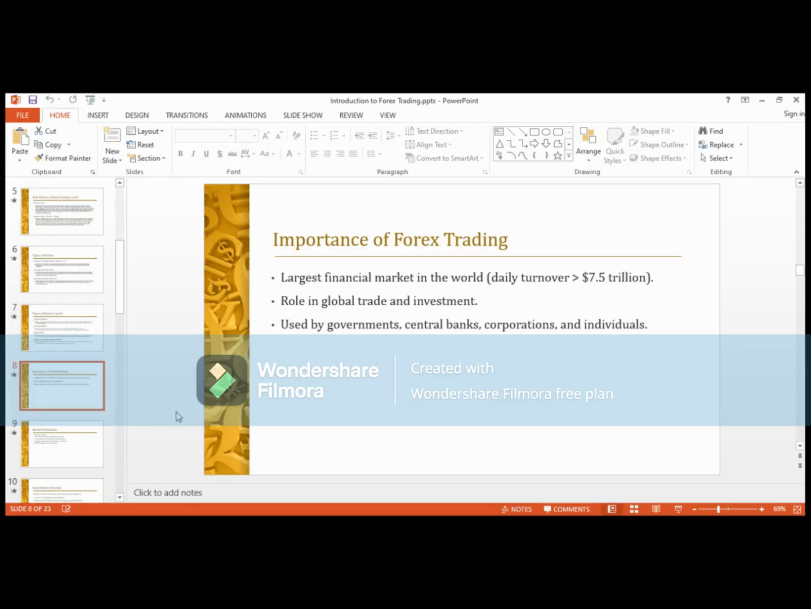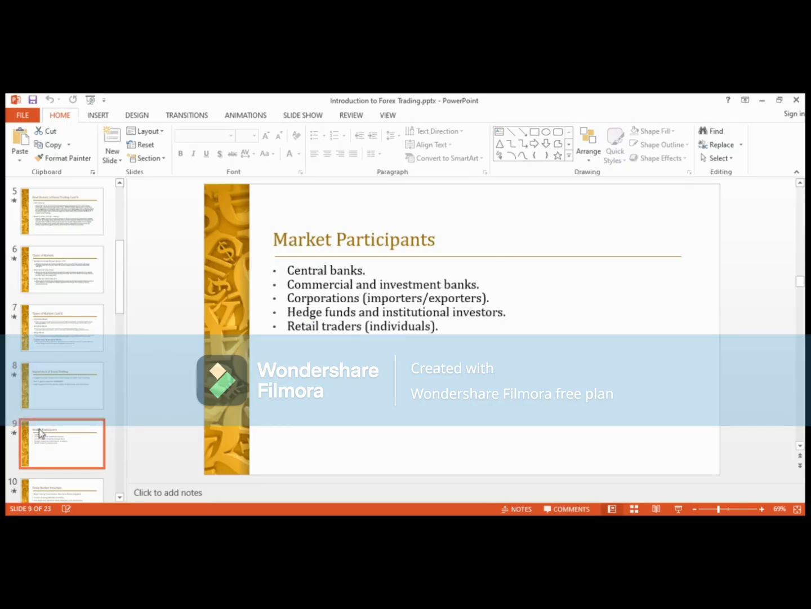Importance of forex trading. One, forex trading is the largest financial market in the world, having a daily turnover of $7.5 trillion, a role in global trade and investment, and is actually used by governments, central banks, corporations and individuals.